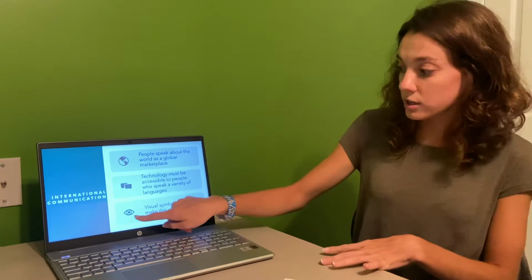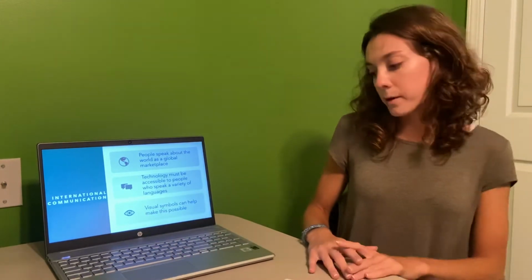If you have pictures or the charts and graphs that we're going to talk about, it makes this information a lot more understandable to people who may not speak English. Even if there are English words on the screen, if we have little pictures here, they'll know what we're talking about.